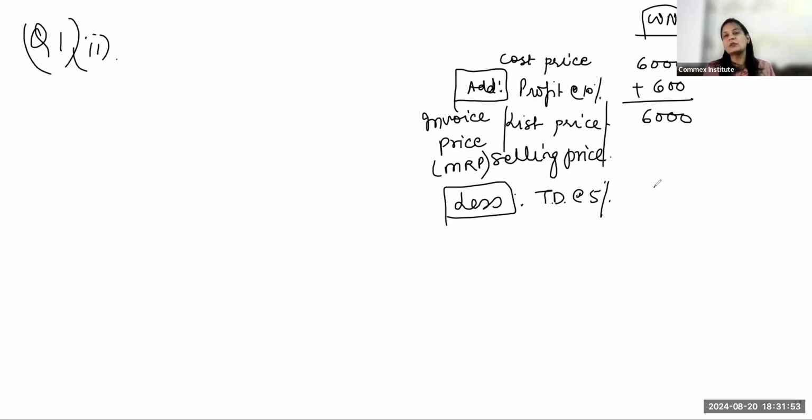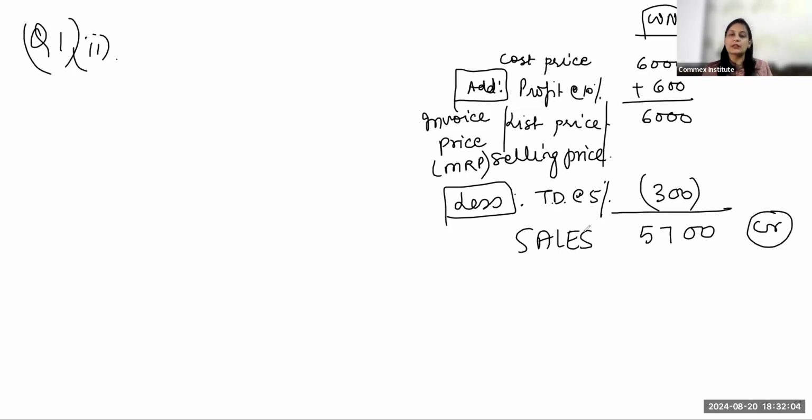Trade discount at the rate of 5% of 6,000 will be 300, so minus that, 5,700. This is my sales. With this figure, sales account will be credited. Why? Because I told you trade discount is not shown in the book. So only after deducting the trade discount, whatever figure we get, that only goes to the books.